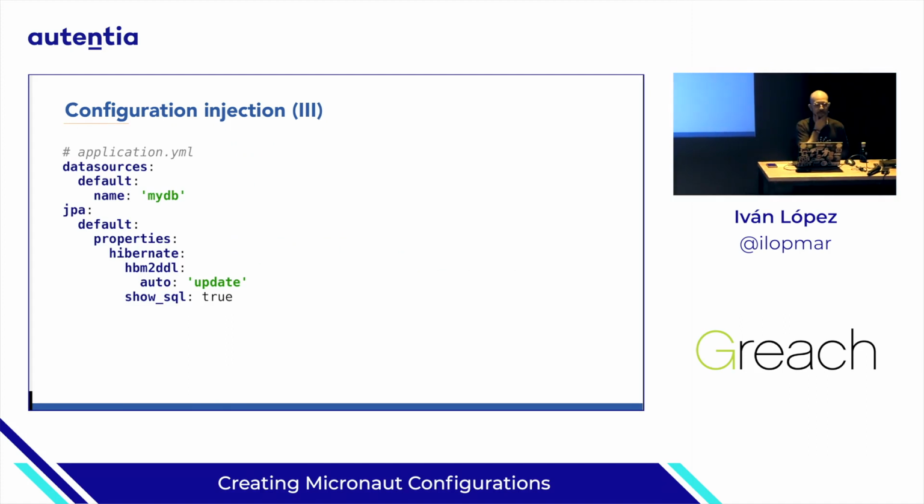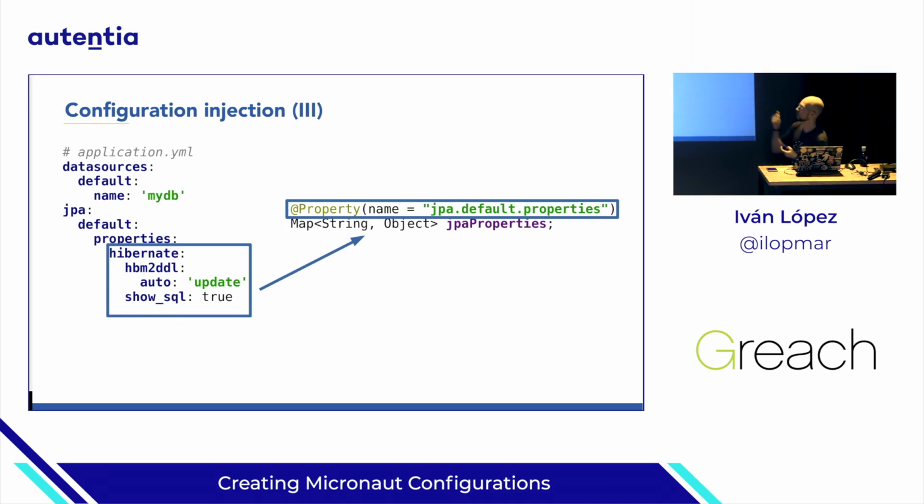So what else with configuration injection? Imagine that you have that in your application.yaml, and you want to inject more than one value. What you can do is something like this. You can use a property and define some key, in this case the APA default properties, and everything behind that key will be exposed or available inside this object.